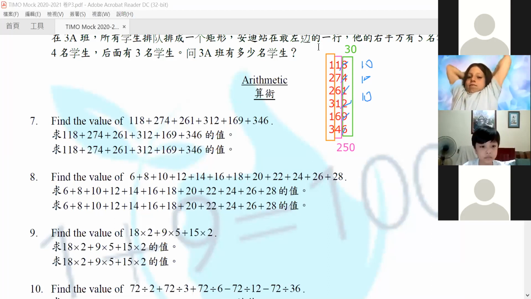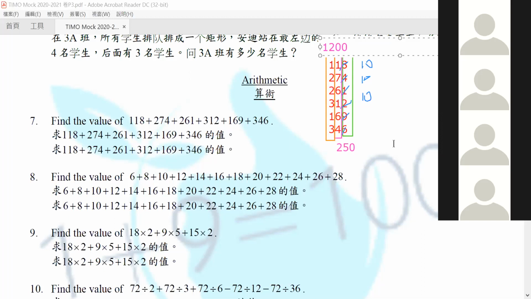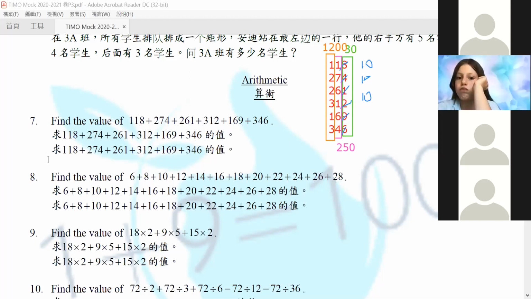2, 6 is equal to 12, right? So this here is equal to 1020. So at the end of the day, the three numbers added up together are 1020 plus 230 plus 230. So it is equal to 1480.